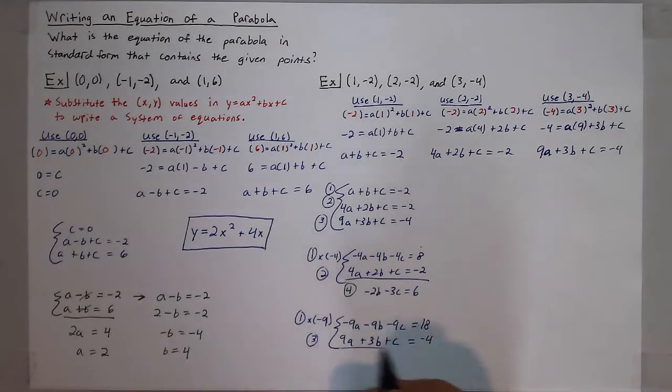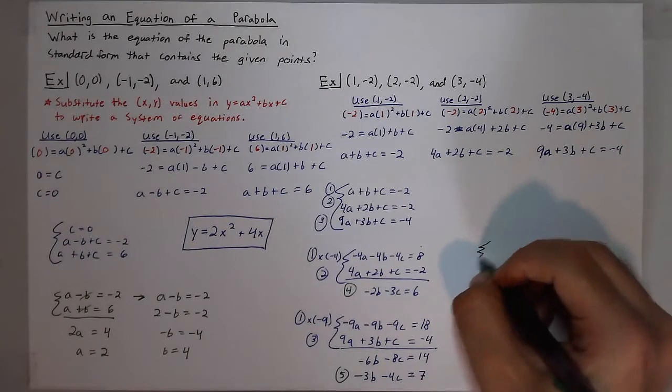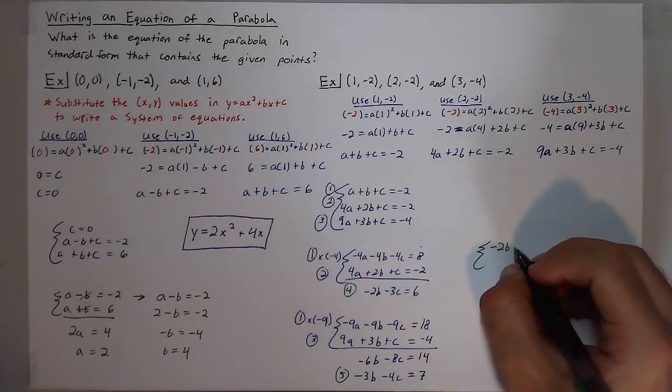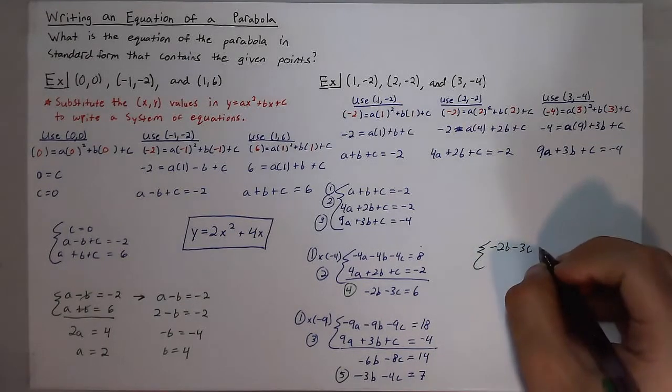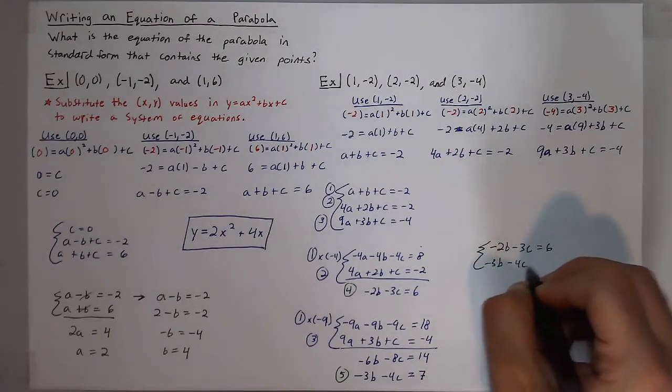Adding straight down, I get -6b minus 8c equals 14. And these are all divisible by 2. So if I divide them all by 2, I get -3b minus 4c equals 7. That could be my fifth equation. Now I'll set up another system with those two equations, which will be -2b minus 3c equals 6, -3b minus 4c equals 7.